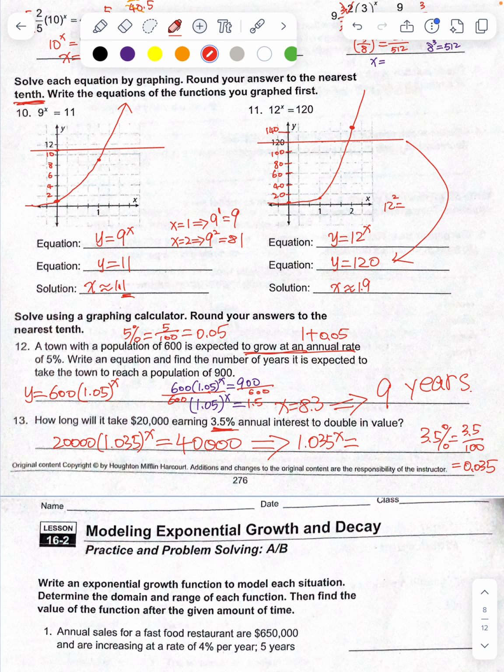I divide the equation both sides by 20,000. And then this is equal to 2. And I'm going to use natural log 2. 20 years. So x equal to 20. 20 years.